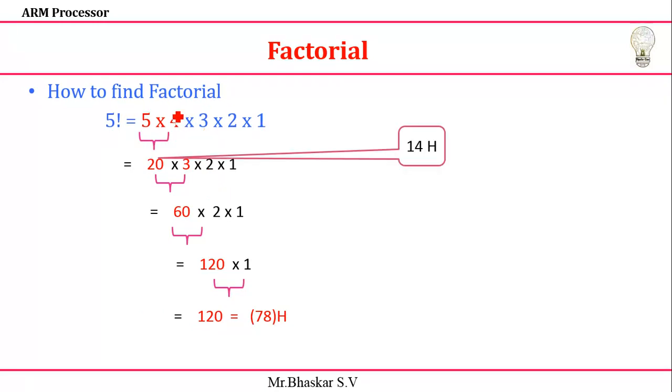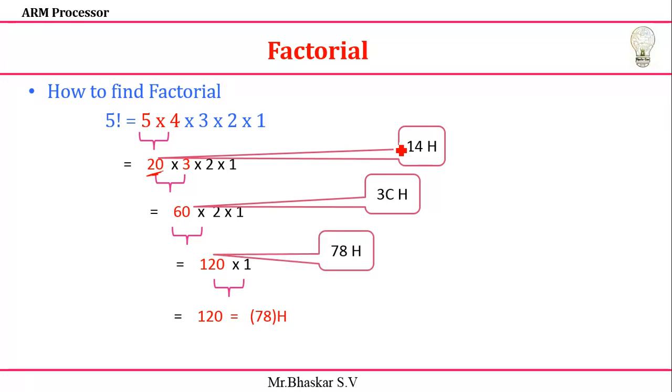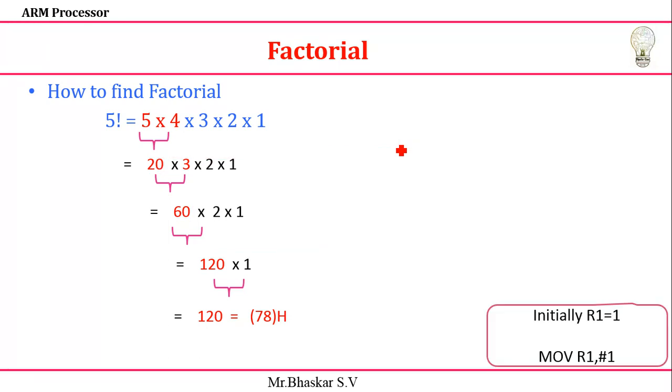Before going to that, we should first know the hexadecimal values of 20, 60 and 120. 20 in hexadecimal is 14H, 60 is 3CH, where H means hexadecimal, and 120 is 78H. So first we're looking at the instructions. Initially I'm going to take an R1 value of 1. To get R1 equal to 1, the instruction is MOV R1, #1.